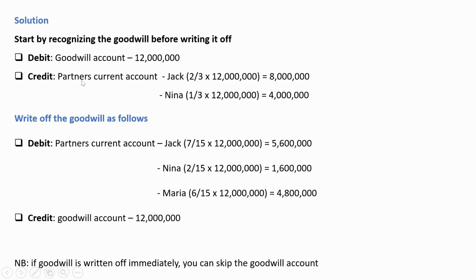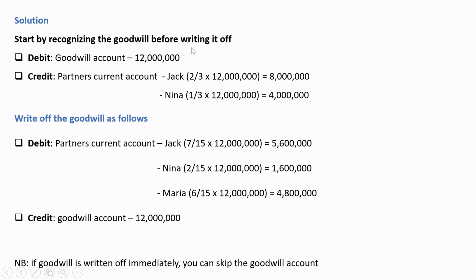So we are going to credit the partner's current account. Jack is going to take 2/3 multiplied by 12 million, which is 8 million. Nina is going to take 1/3 multiplied by 12 million, which is 4 million. So we have credited a total of 12 million and we have debited 12 million. So that is the first thing. We have recognized the goodwill.